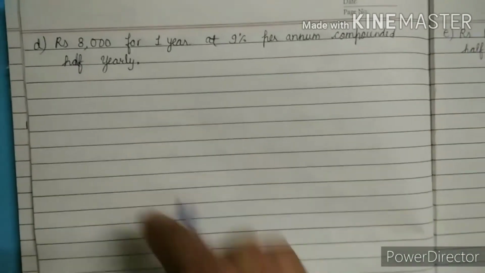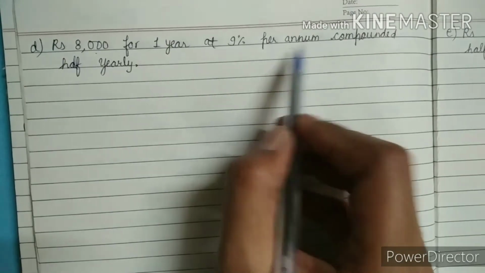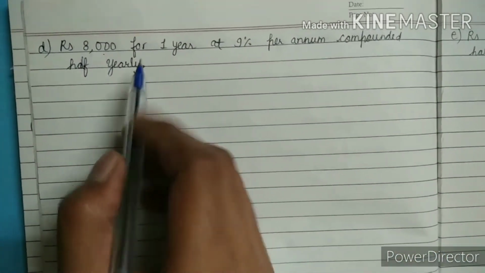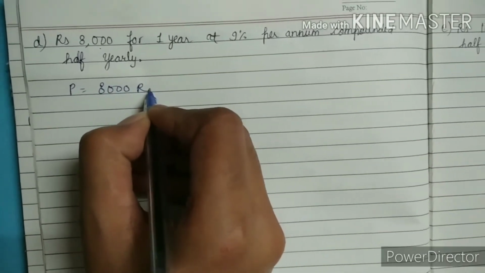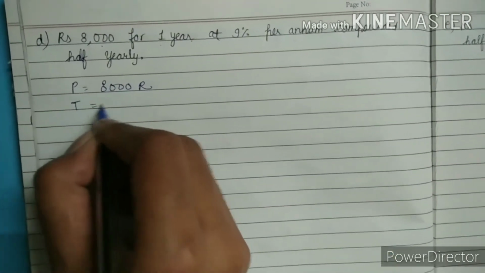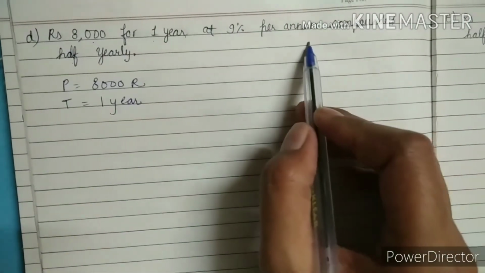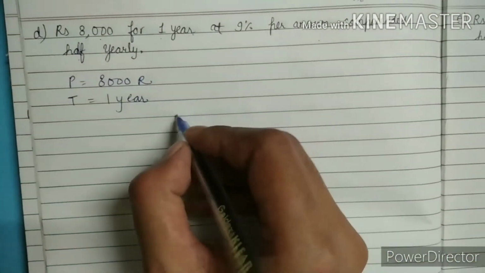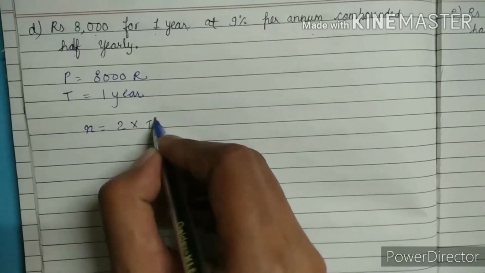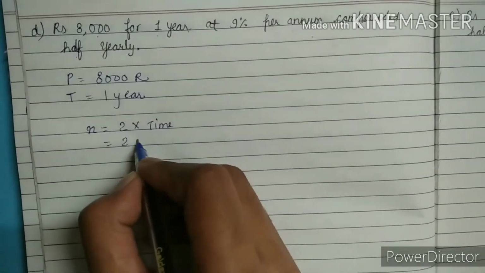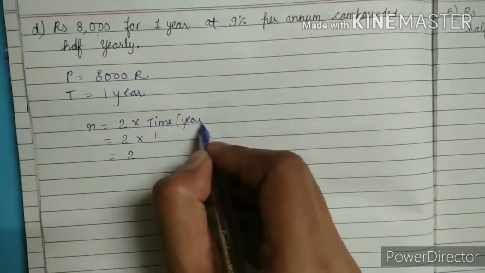D, rupees 8,000 for 1 year, 9% per annum compounded half yearly. So once again, P is 8,000 rupees. Time is 1 year. But this is actually not the time because interest is compounded half yearly. So we will multiply n by 2 into time. So this will give us 2 into 1, and that will give us the value as 2.